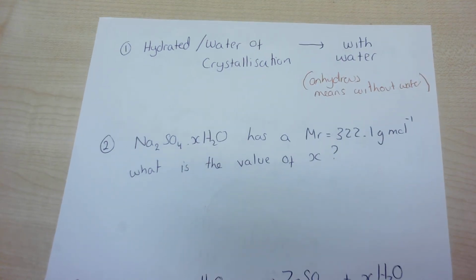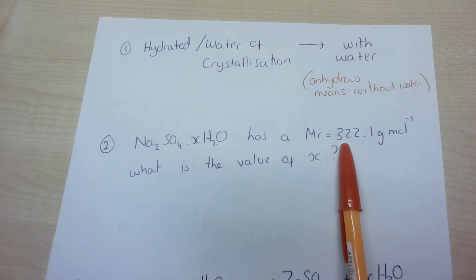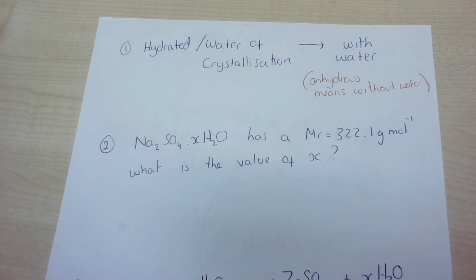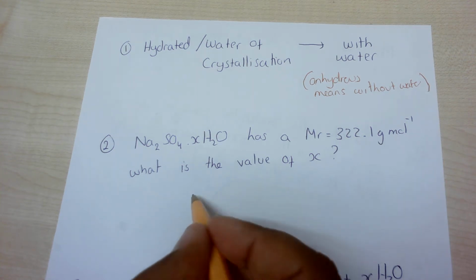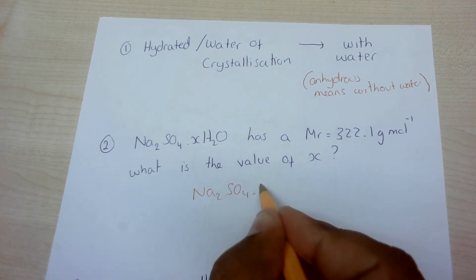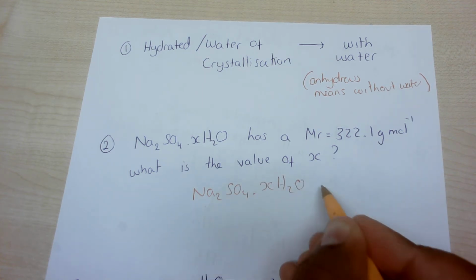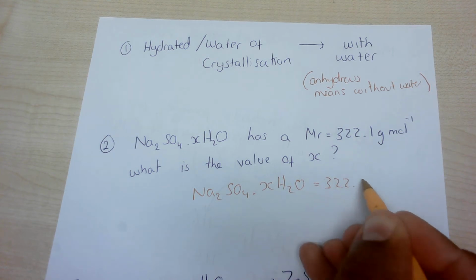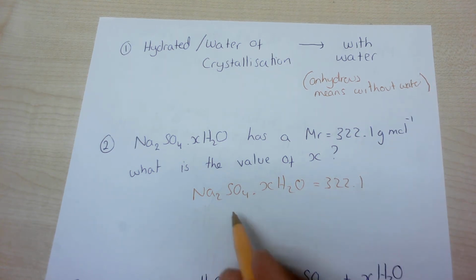First question. I've got the sodium sulfate compound. It's hydrated, or it's a water of crystallization. It has that MR value, which is 322.1. I want to calculate the value of X. What I can say is sodium sulfate Na2SO4 dot XH2O has a value of 322.1.